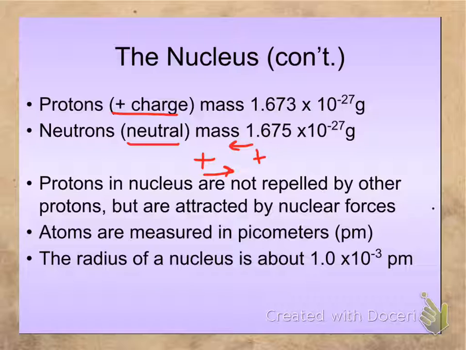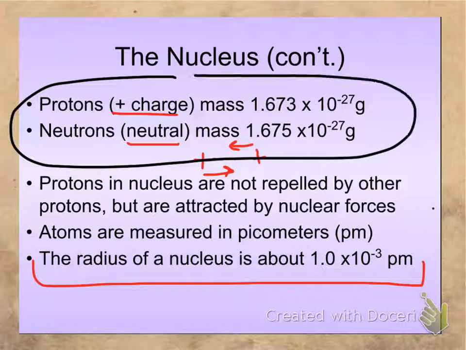Atoms are tiny. They're measured in picometers. And the radius of the nucleus is just 1.0 times 10 to the negative third picometers. A picometer being 1 times 10 to the negative 12th meters. We're talking about something that's 1 times 10 to the negative 15th meters across. It's pretty darn tiny. So let's get back to this idea.